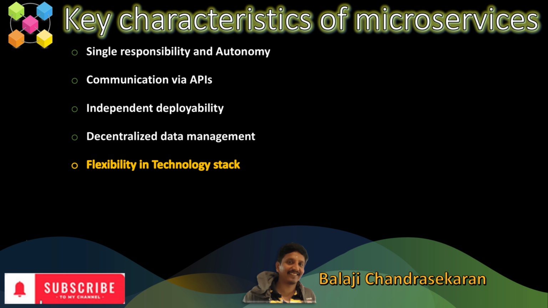Flexibility in technology stack. Microservices allow developers to use different programming languages, databases, and tools for each service, providing flexibility to adopt the best technology for each function. For example, one service could be built using Python and PostgreSQL, while another could use Java and MongoDB.